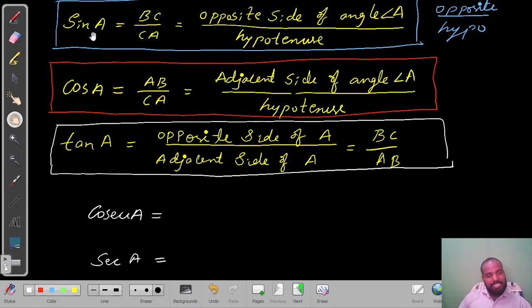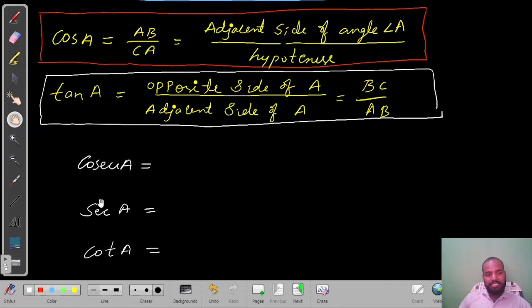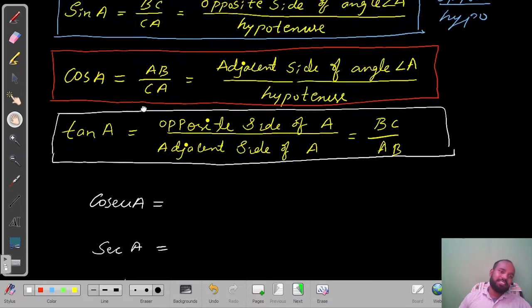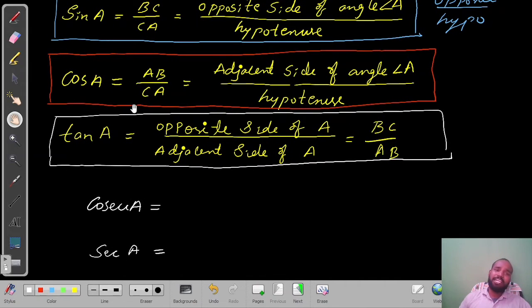Sine multiplicative inverse is cosec A. Cos multiplicative inverse is sec A. Tan multiplicative inverse is cot A. Okay. Now it is very easy, it is just multiplicative inverse. We have to just write down here. See now. Yeah, just write down.